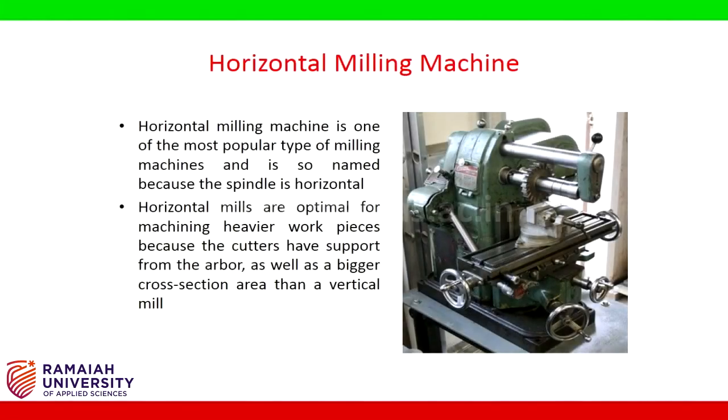Horizontal milling machine. Horizontal milling machine is one of the most popular types of milling machines and is so named because the spindle is horizontal. Horizontal mills are optimal for machining heavier workpieces because the cutters have support from the arbor as well as a bigger cross-sectional area than a vertical mill.